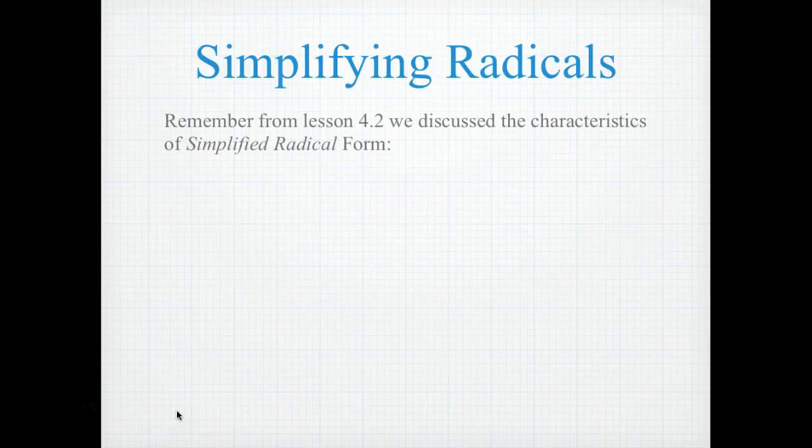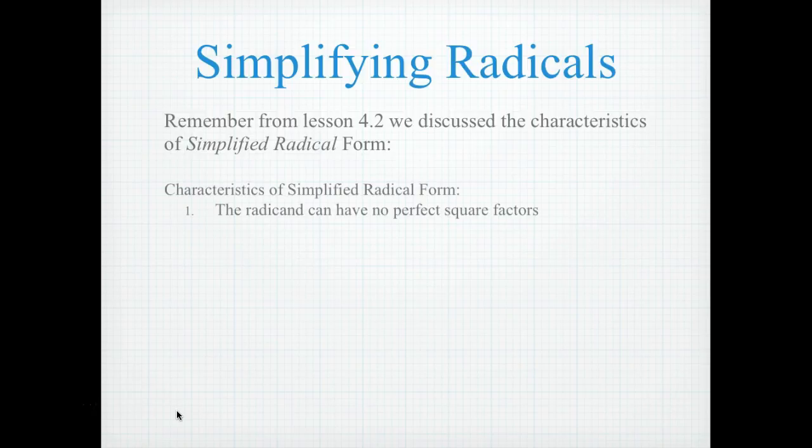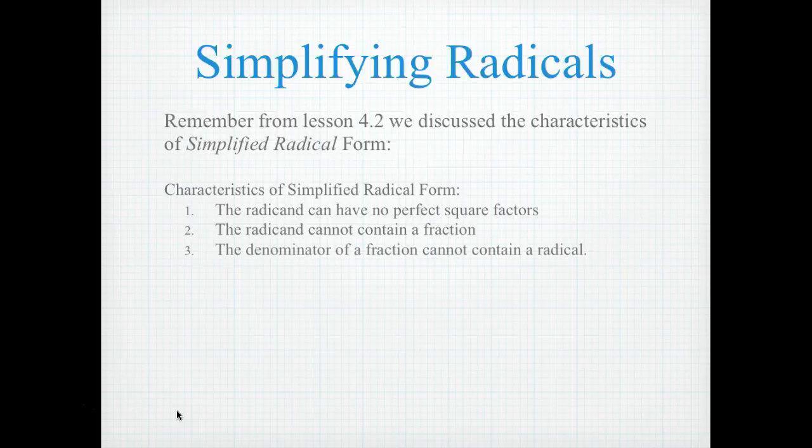Remember from Lesson 4.2, we discussed the characteristics of simplified radical form. The three characteristics of simplified radical form include: number 1, the radicand can have no perfect square factors. Number 2, the radicand cannot contain a fraction. And number 3, the denominator of a fraction cannot contain a radical.